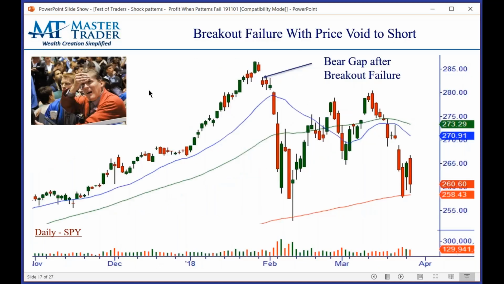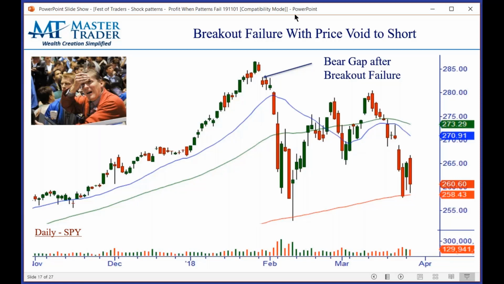This is a shock pattern that we call a breakout failure. It's been in a strong uptrend. You have a couple of sideways consolidations, a bullish breakout. The next bar should not be a bearish inside bar. That put us on alert. Danger, danger, possible breakout failure.